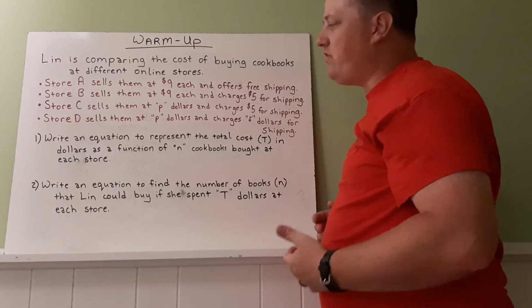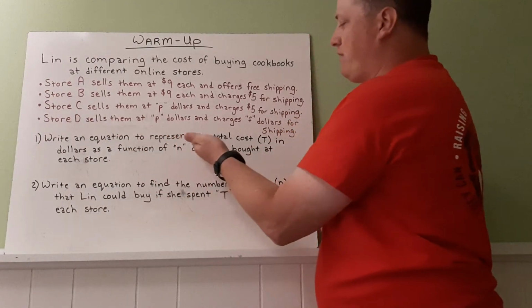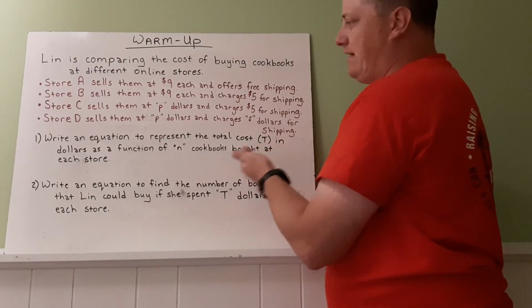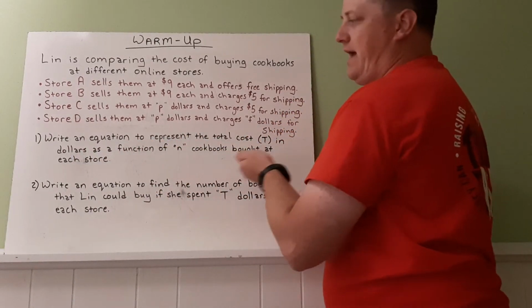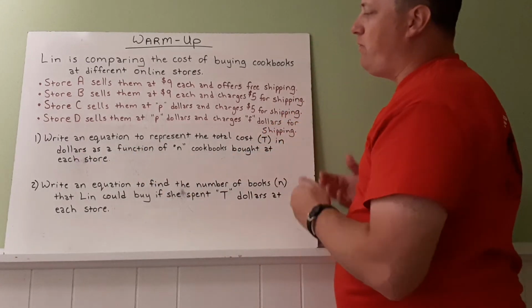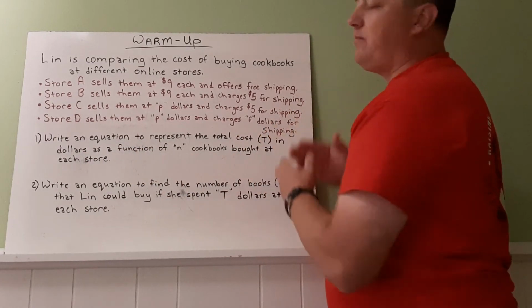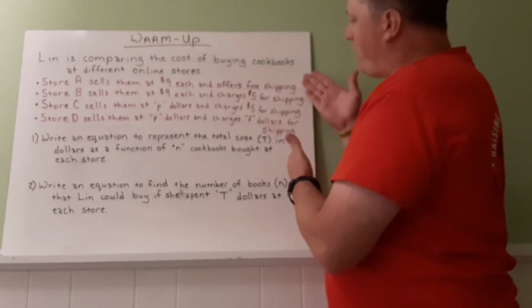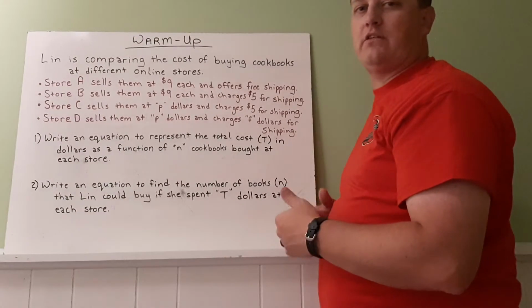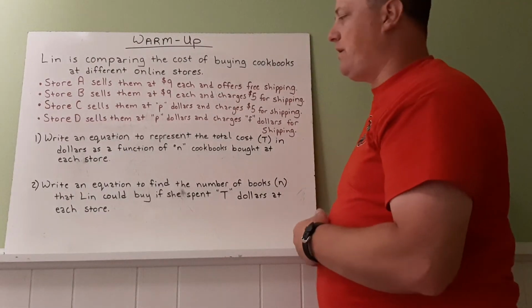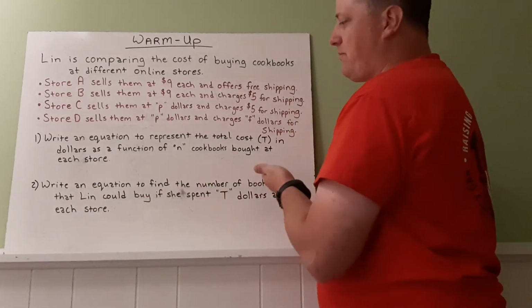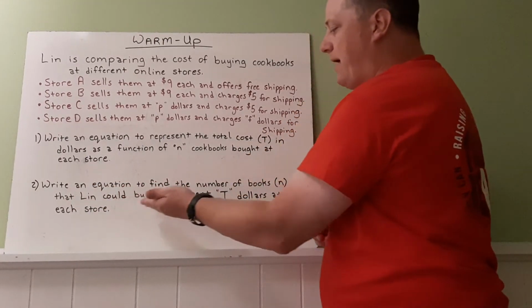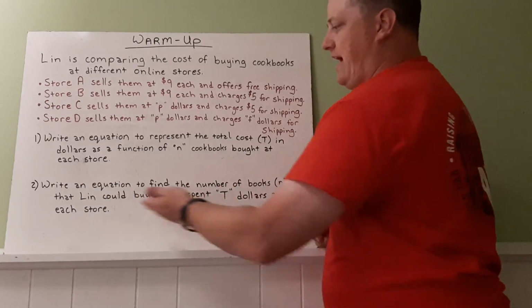So what I need you to do is write an equation to represent the total cost T in dollars as a function of N cookbooks bought at each store. So we want to use N and T to make equations for each one of these situations, kind of modeling what's going on. And then write an equation to find the number of cookbooks N that Lynn could buy if she spent T dollars at each store.